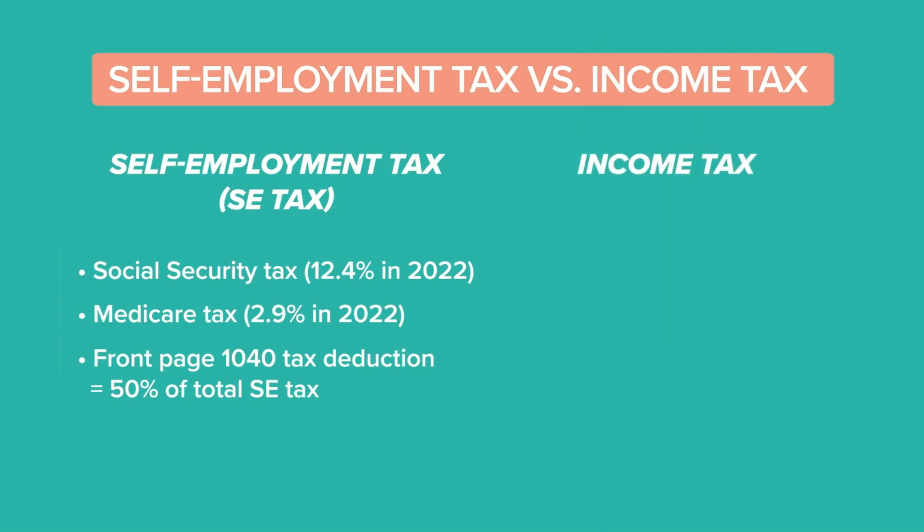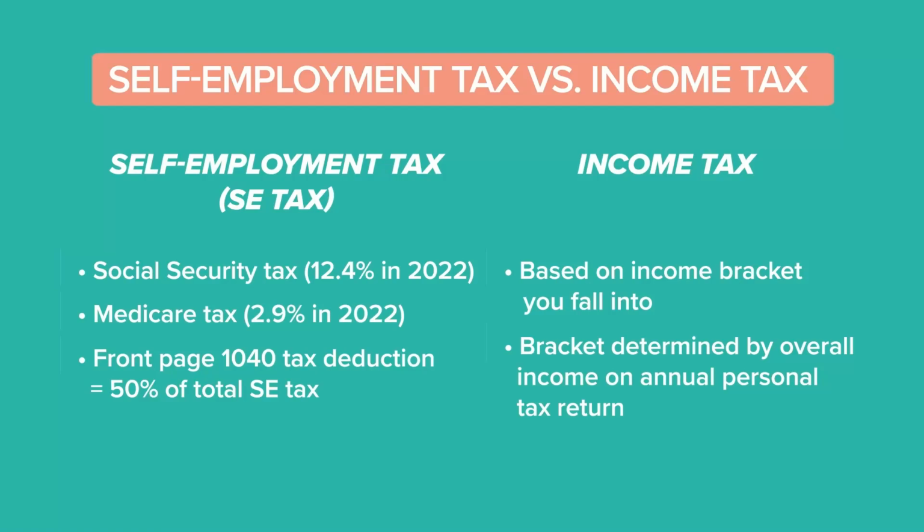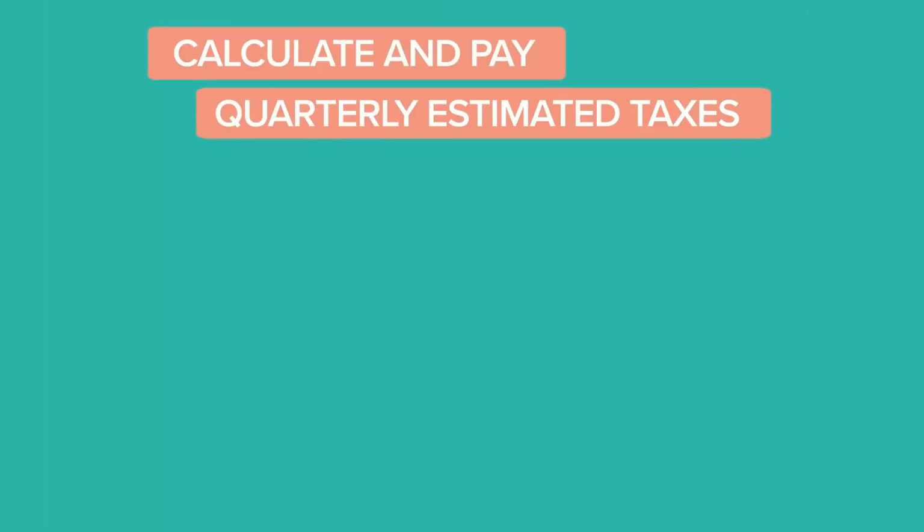On the other hand, income tax is the tax taken out of your overall income for the year. The rate depends on what income tax bracket you fall in and ranges from 10% to 37%. Okay, now that you have an understanding about income and self-employment taxes, let's go over how to calculate and pay quarterly estimated taxes for both of those.